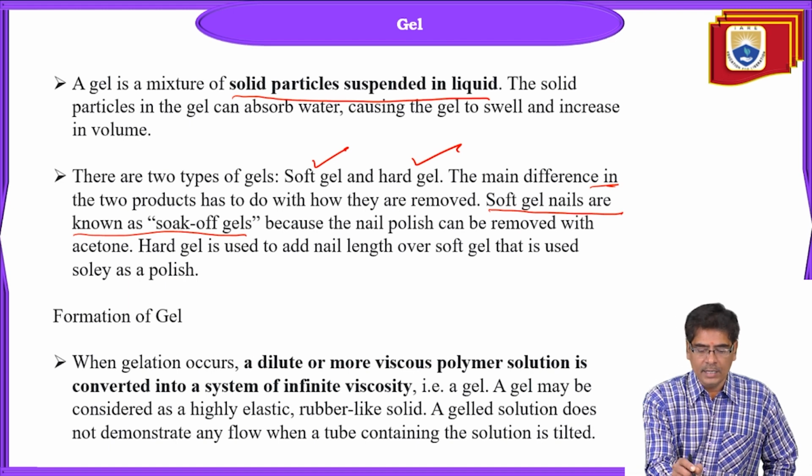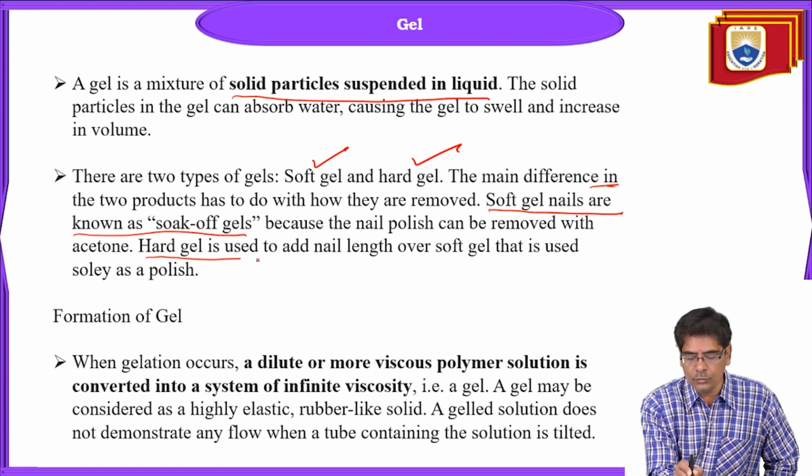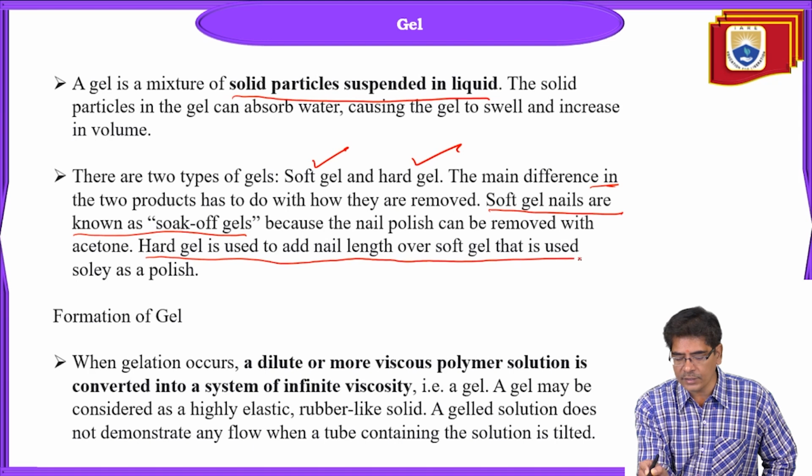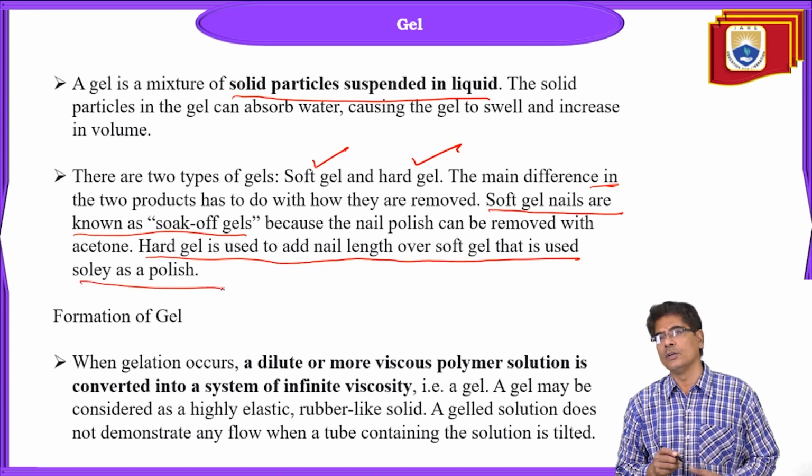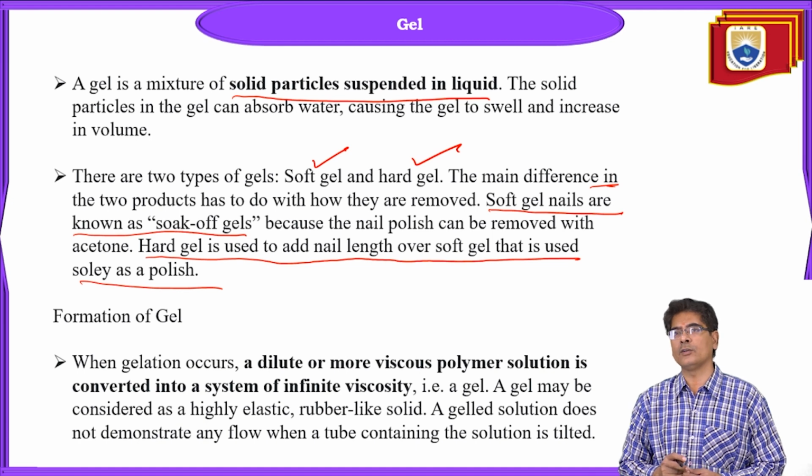Hard gel is used to add nail length, over which soft gel is used as polish. So that is what, there are two types of gels.